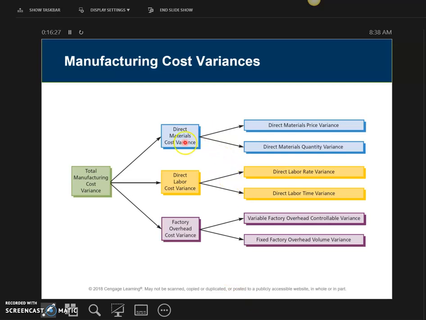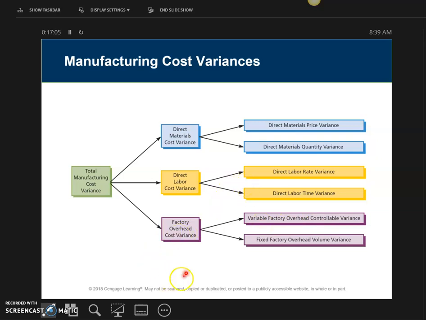So my direct material cost variance will be the direct materials price variance plus the direct materials quantity variance. So I'm adding these two numbers to get this. My labor, I'll be adding these two numbers to get this, and my factory overhead will have a fixed and a variable. So notice the word down here, fixed, says volume. So whenever you hear the word volume on factory overhead, it's talking about fixed. Variable is controllable. So whenever you hear that, it's variable.